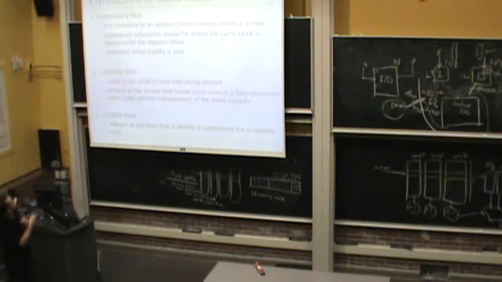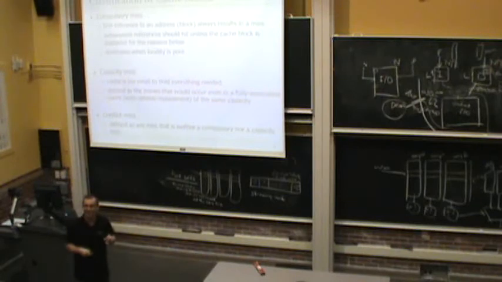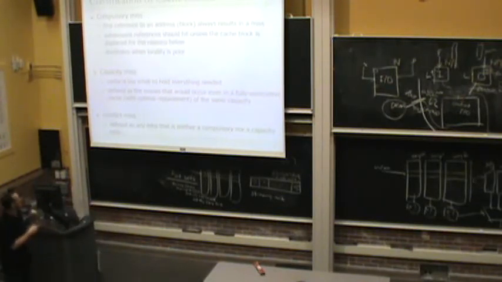Okay. So in a sense, if your locality is poor, which means that you're going through this array, compulsory misses can dominate your cache miss rate. There's another kind of miss: the capacity miss. You can reduce these by increasing the size of your cache. These happen because your cache is too small to hold everything that's needed. The way you define this is as the number of misses that would occur in a fully associative cache with a perfect replacement policy that is of the same capacity.